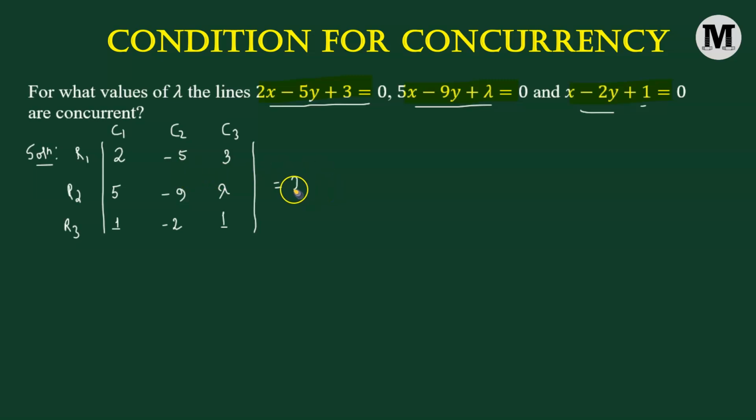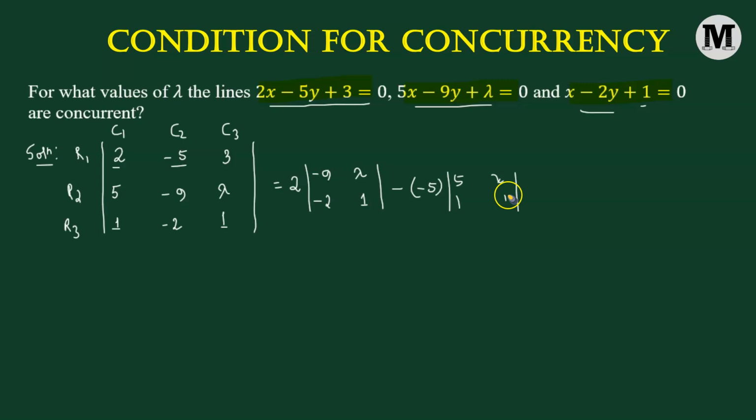We consider the term present in the first row, first column, which is 2. This gets multiplied by a 2 by 2 determinant, which is formed by rejecting the entire row R1 and the entire column C1, because that contains the number 2. So we are left with negative 9, positive lambda, negative 2, and positive 1. Then we go to the next element. That is going to be negative of the element in the first row, second column, which is negative 5, multiplied by the determinant 5, lambda, 1, and 1.